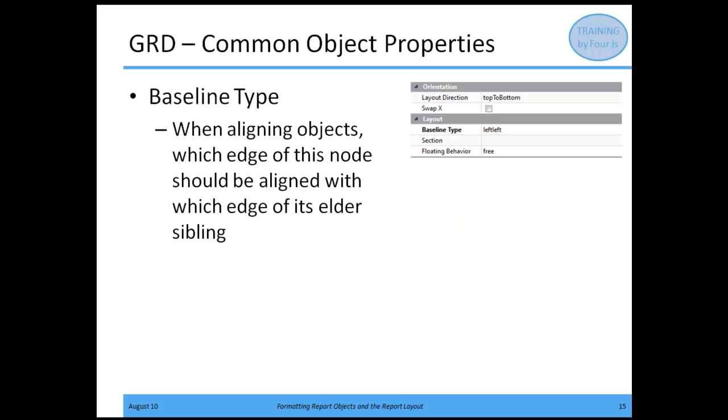The next property to talk about is the baseline type property, which is inside of the section labeled layout. With the baseline type property, it's saying when you're aligning the objects, which edge of the current node should be aligned with which edge of its elder sibling. And this is used mainly for when you're adding fields relatively. So you're using relative positioning, or what's also called dynamic layouting. With decimal formatting, you can even line up based on the decimal format.